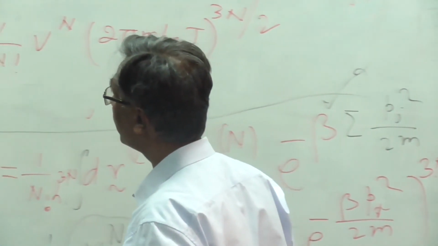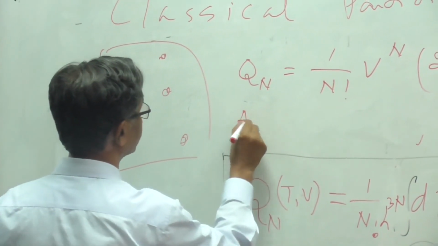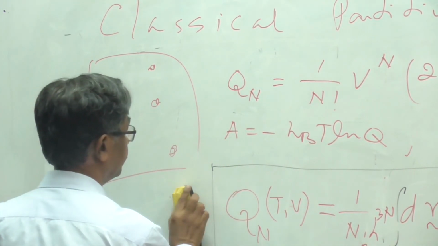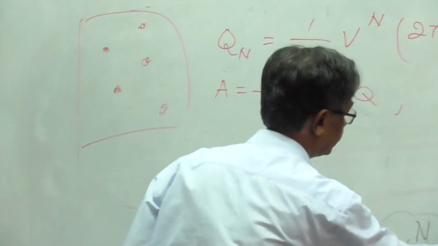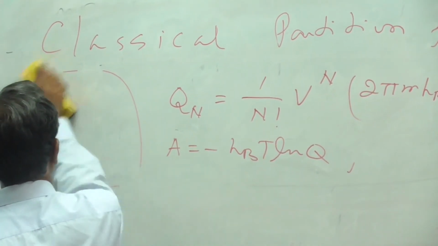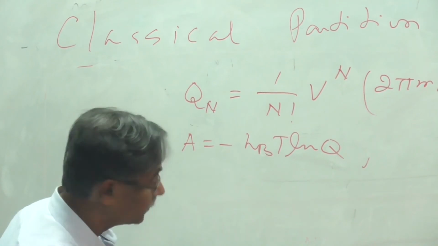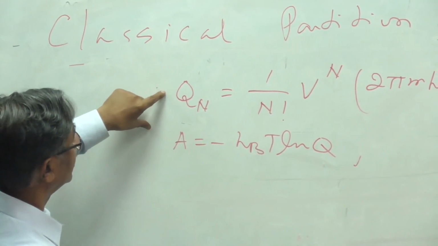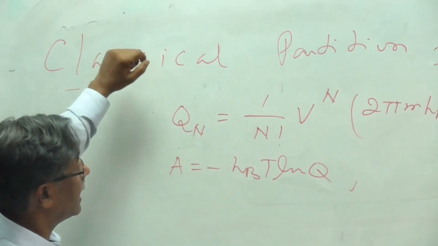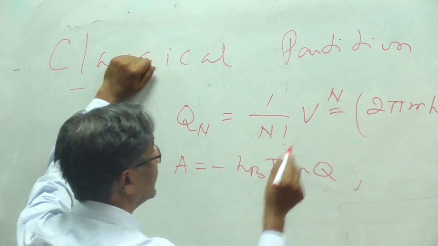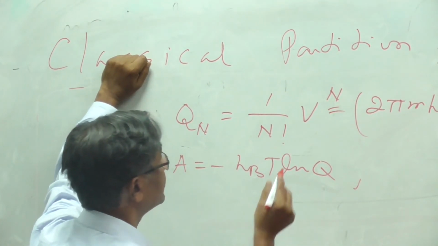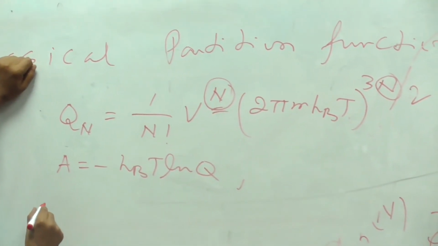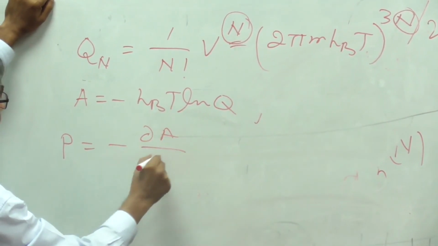Now, what the partition function tells me is that free energy is minus kBT ln Q. So my free energy is this quantity, and as we claimed, this becomes an extensive property with N here and N here. Now let me do the following thing: P equal to minus dA/dV at constant T.